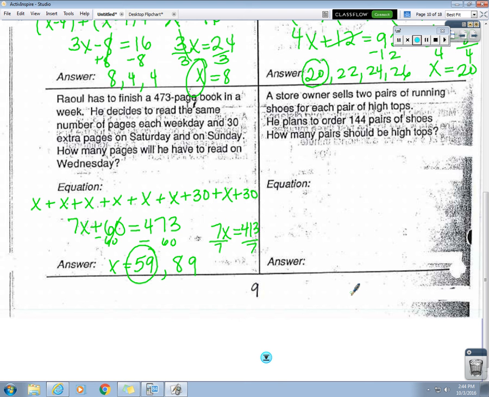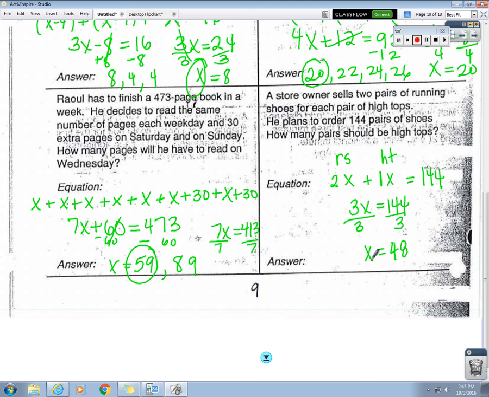Okay, a store owner sells 2 pair of running shoes for each pair of high tops. So we have running shoes and we have high tops. Now, don't we know for every 1 pair of high tops he sells 2 pair of running shoes? And then he plans to order 144 pairs. So does everybody understand how I set up the equation? Now what do I do? Right? And now what do I do? So x equals 48.